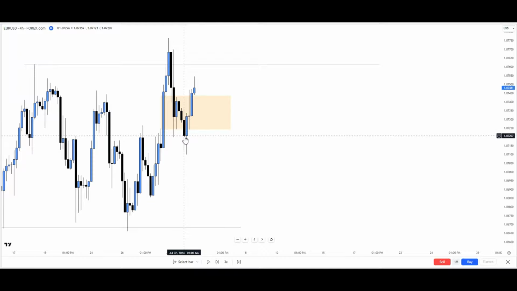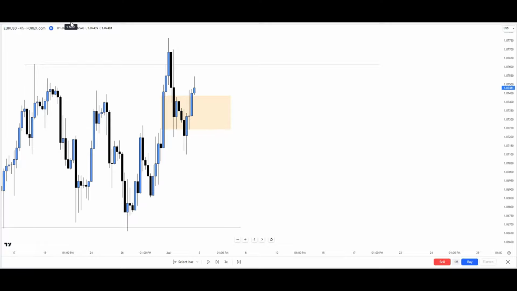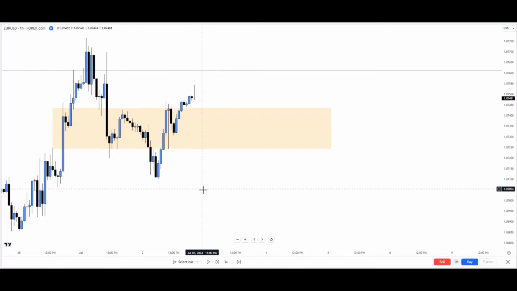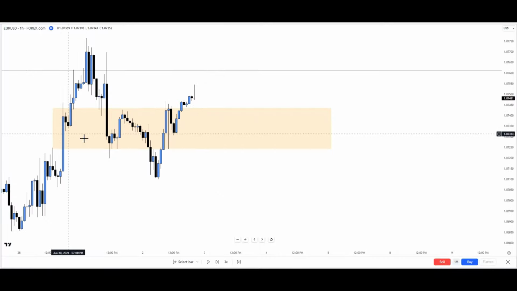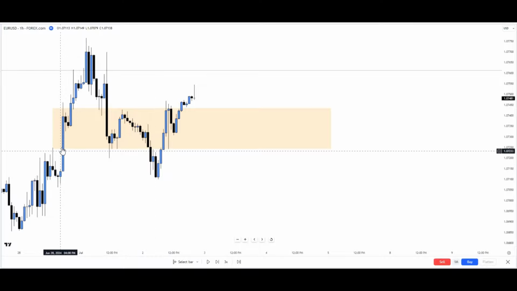Another way you would have avoided this move right here is to use multi-time frame analysis, in terms of looking at a much lower time frame for more fair value gaps. Dropping down to the 1 hour, we can see that the reason price pushed lower was to fill in this particular liquidity void right here.